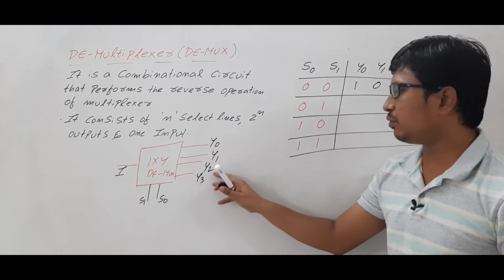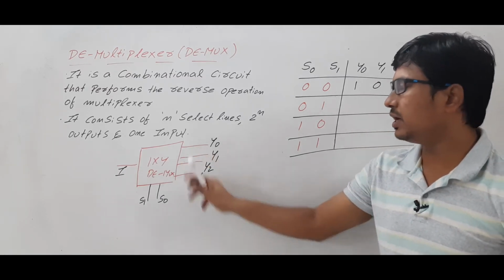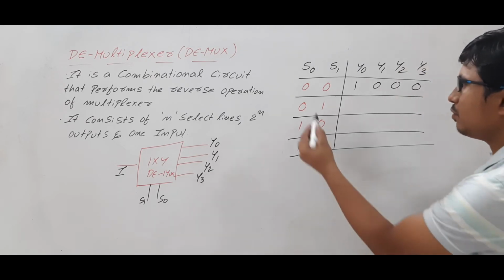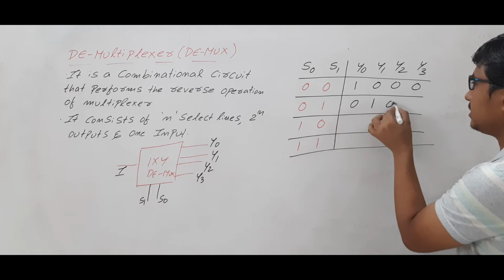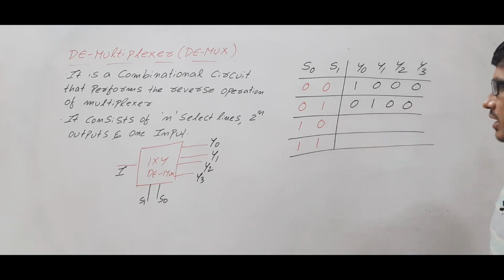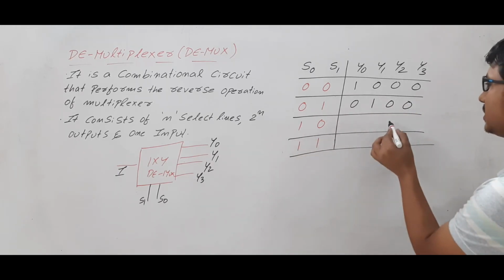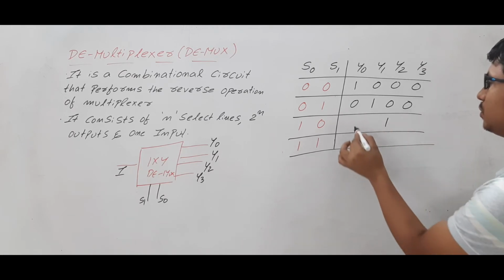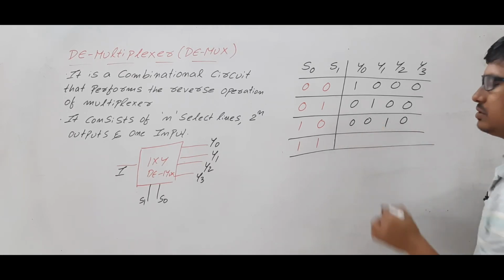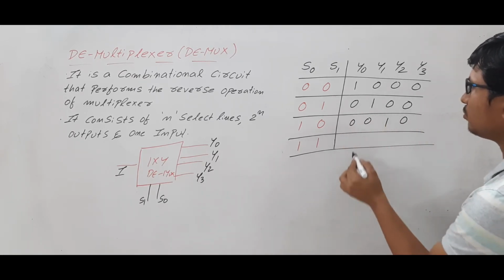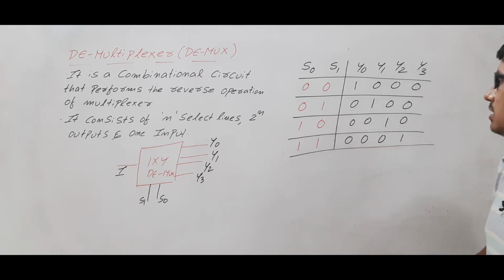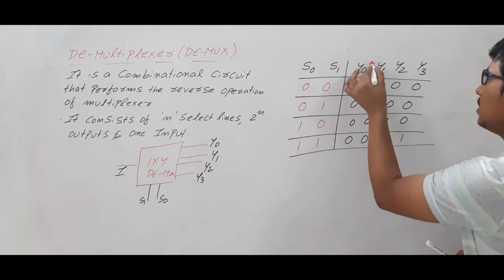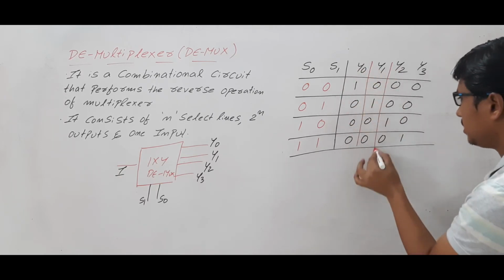So y1, y2, y3 values will be 0 and y0 will be enabled. Whenever it is 0 1, y1 will be enabled and others are 0. Okay, if it is 1 0, y2 will be enabled and others are zeros, and similarly 1 1 means y3 will be enabled and others will be zeros. Is it clear? So this is the truth table.